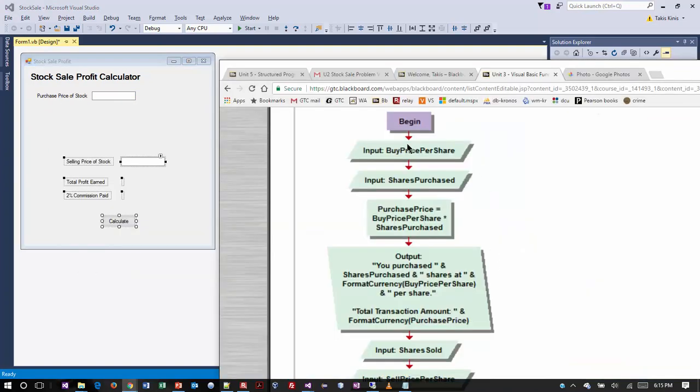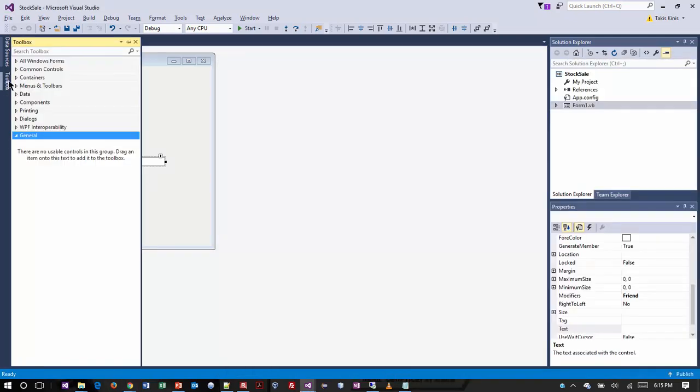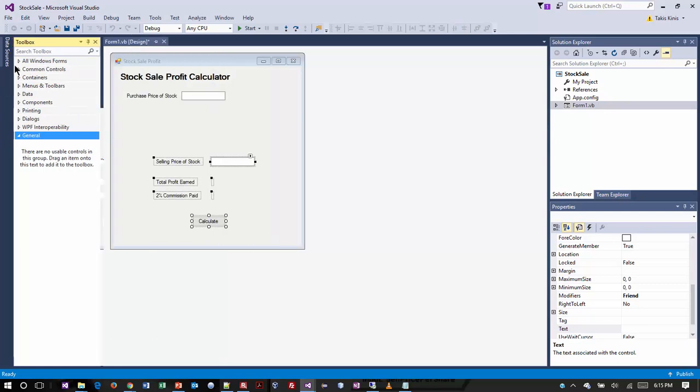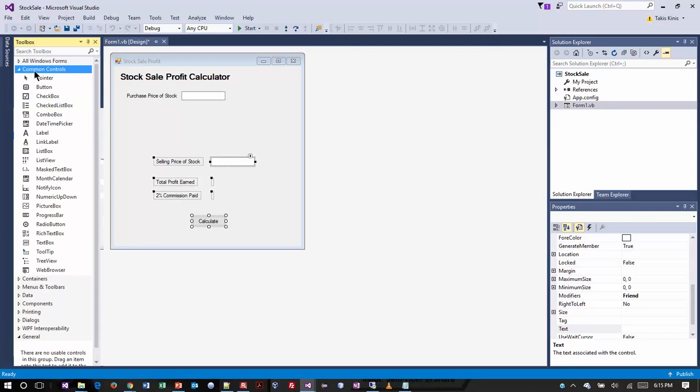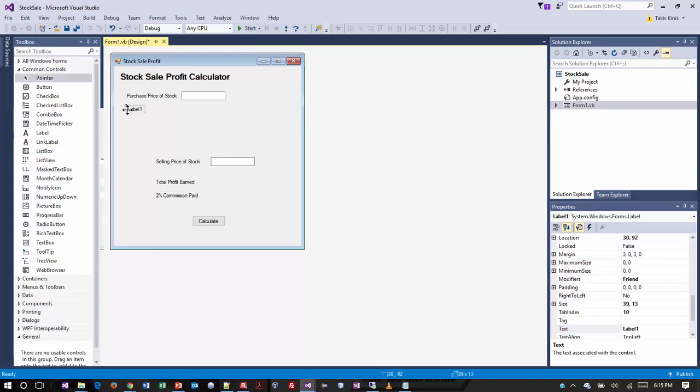In my pseudocode, I have buy price per share and shares purchased. Now, right away, I know I need to add some stuff, so let's click Toolbox open. I'm going to pin it for right now. I'm going to expand the Common Controls area. And I'm going to go ahead and add a label, which I'm going to put here. And I'm going to add a text box, which I'm going to put here.